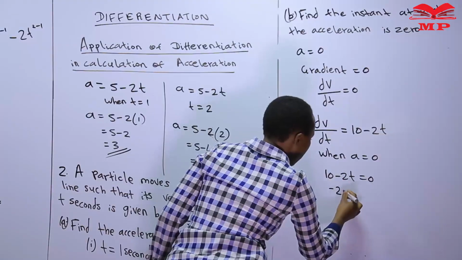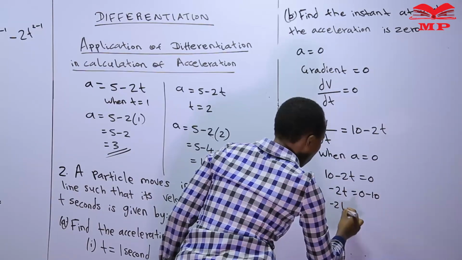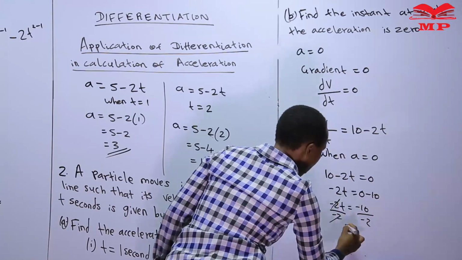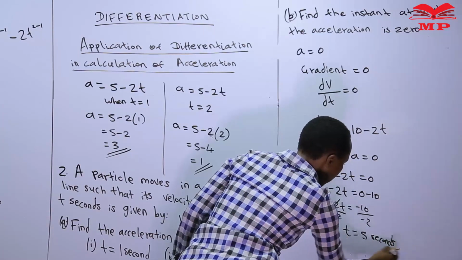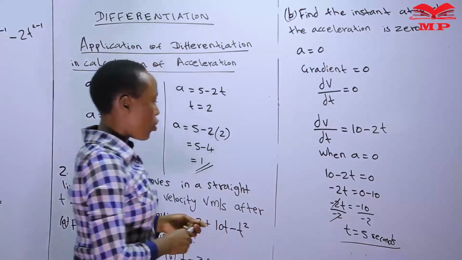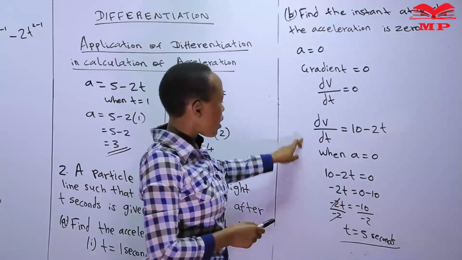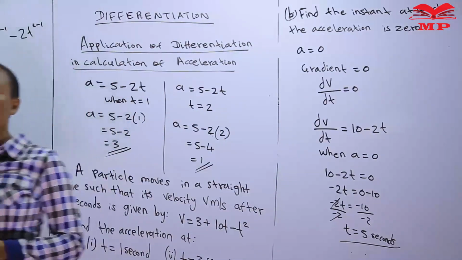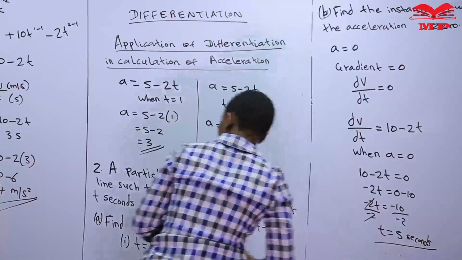So we'll have negative 2t is equal to 0 minus 10. So negative 2t is equal to negative 10. We divide by negative 2 on both sides. And therefore time will be equal to 5 seconds. So this is the instant at which the acceleration of this particle is equal to 0. So that instant is when time is equal to 5 seconds. So another example, we can do an example 3.